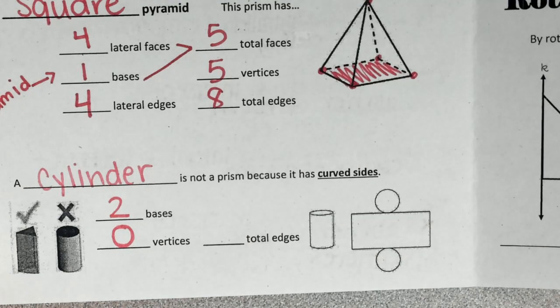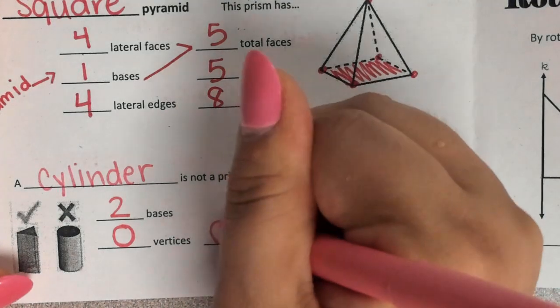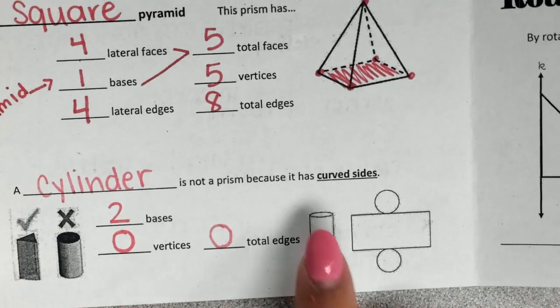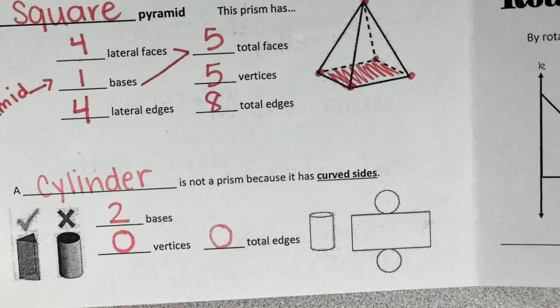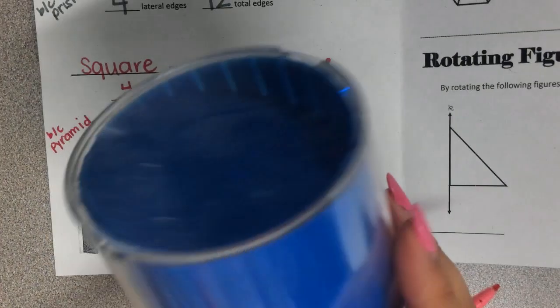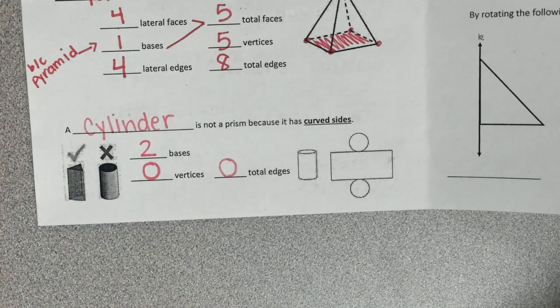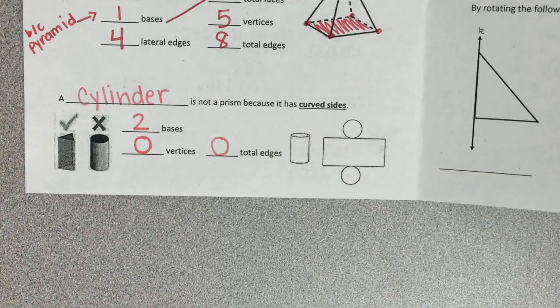Straight lines. 0. And although, hold on, I agree with you. Like right here, you're probably like, but Miss Alvarez, there's a straight line. Again, if you need help, come grab the shape. Are there any straight lines on this shape? No. Thank you. Write that down. Cylinder acquired.